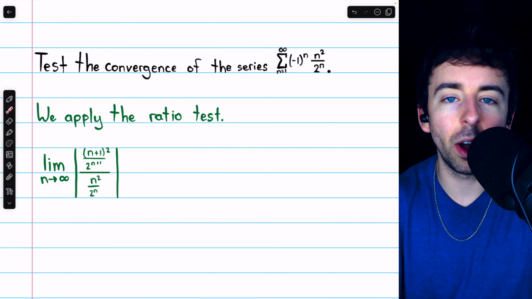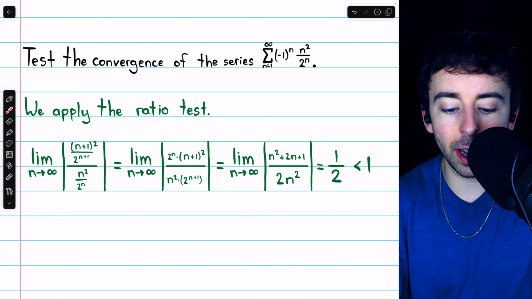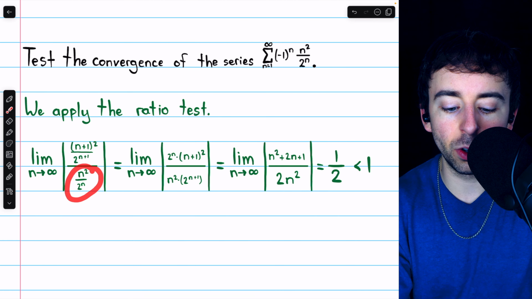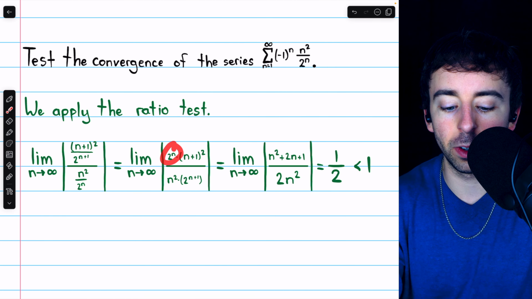It's the ratio of consecutive terms of the series. We then just evaluate the limit. This n plus 1 squared is in the numerator, and since we're dividing by a fraction with 2 to the n in the denominator, the 2 to the n actually flips up to the numerator as well.